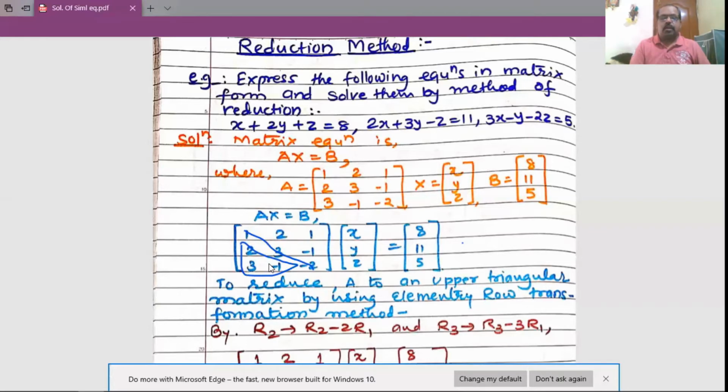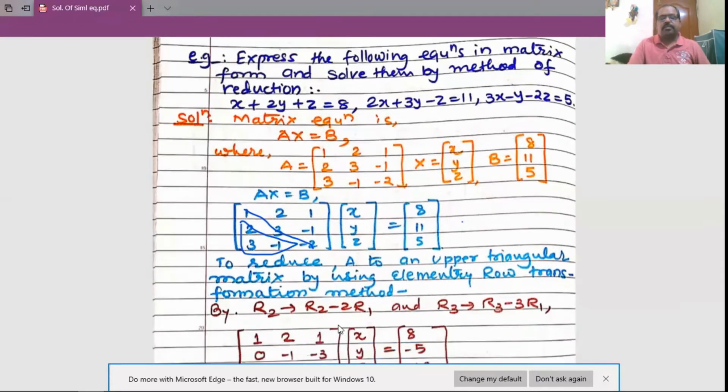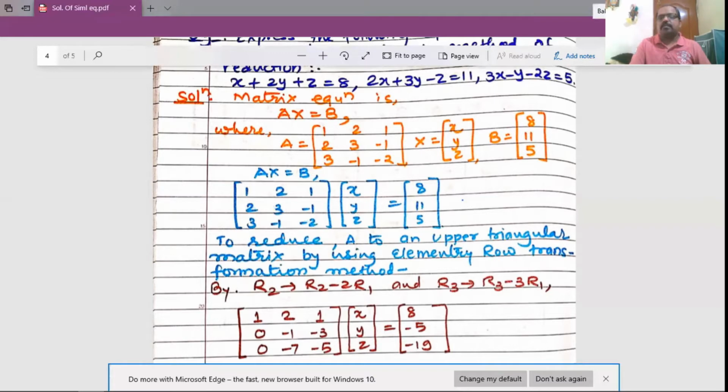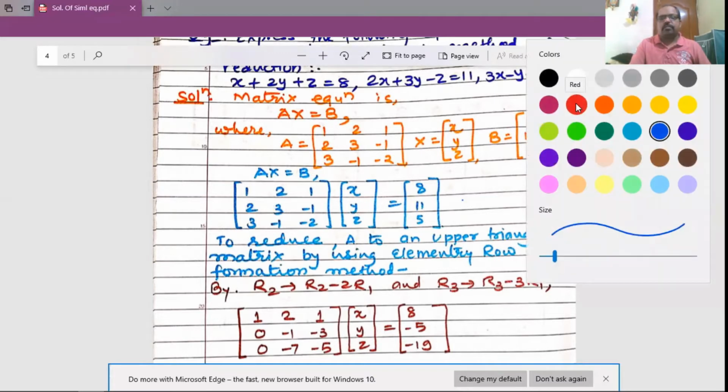So how to reduce them to 0? Let's see here. To reduce the matrix A to an upper triangular matrix by using the elementary row transformation method, what will be the first transformation? If we see the matrix A given here, the diagonal element in the first column, here we need to reduce the first column to 1 0 0, as we do in the inverse of a matrix.